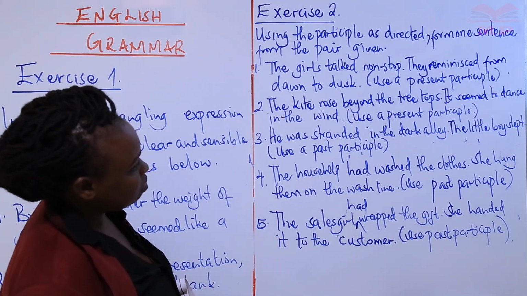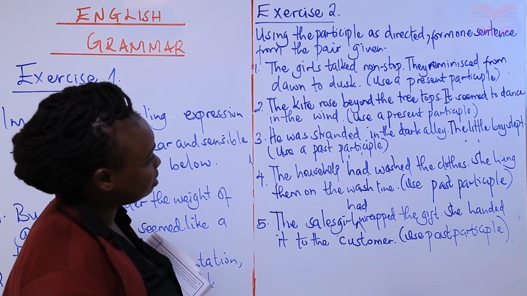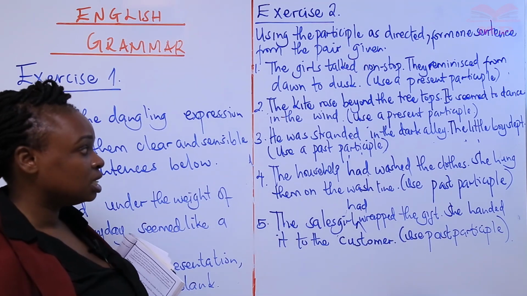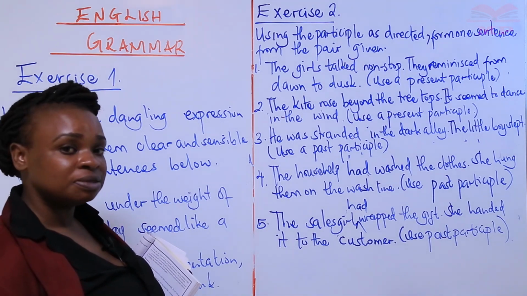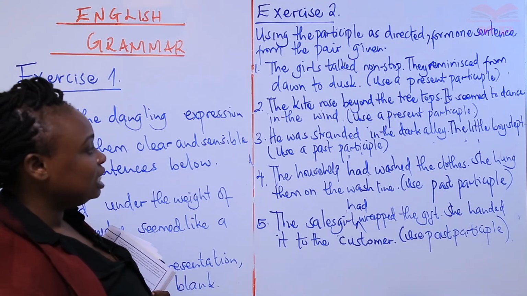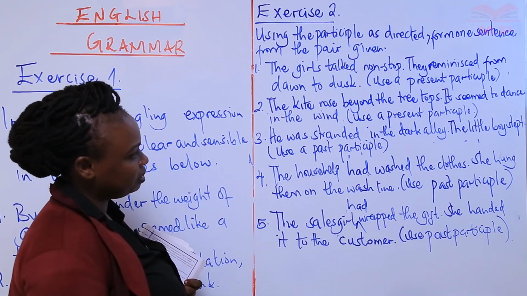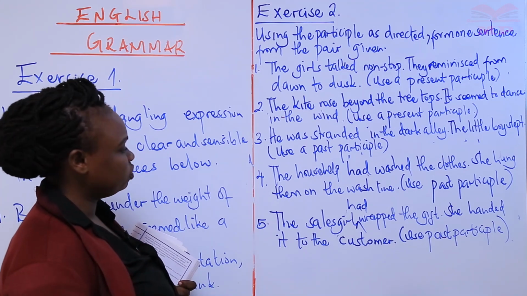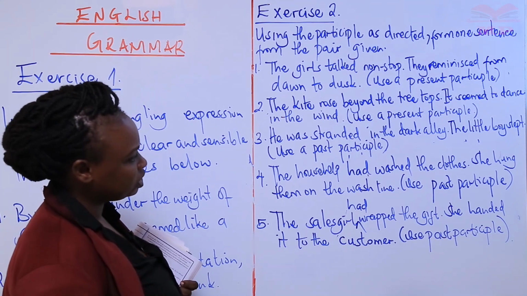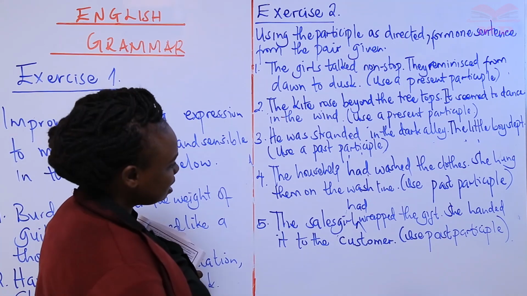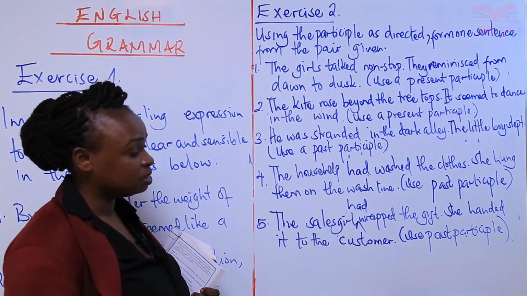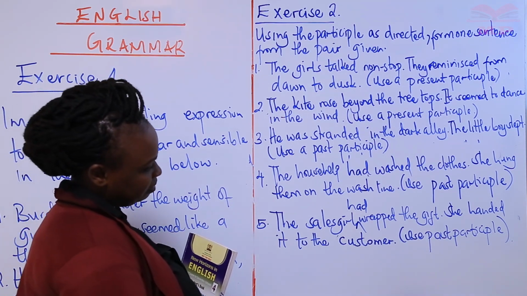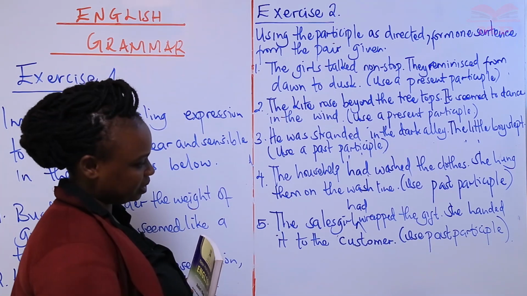The kite rose beyond the treetops. It seemed to dance in the wind. Use a present participle. So combine the two sentences by making one a participle phrase, but it should be a present participle phrase. He was stranded in the dark alley. Question 3. The little boy slept. Use a past participle. Question 4. The house help had washed her clothes. She hung them on the wash line. Use a past participle. Number 5. The salesgirl had wrapped the gift. She handed it to the customer.